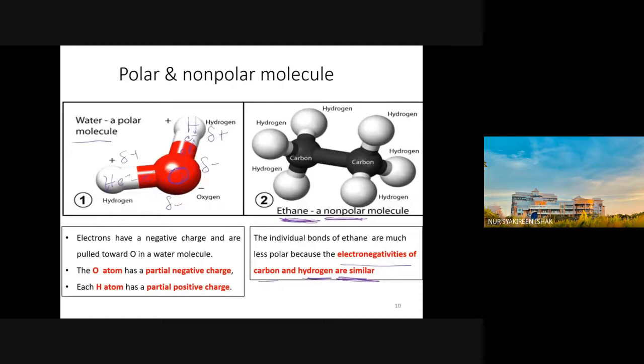Similar. So carbon will share an equal amount of electrons in the ethane molecule. So there will be no charge formed, and the ethane molecule is non-polar, because it involves equal sharing of electrons. The electronegativities of carbon and hydrogen are similar.